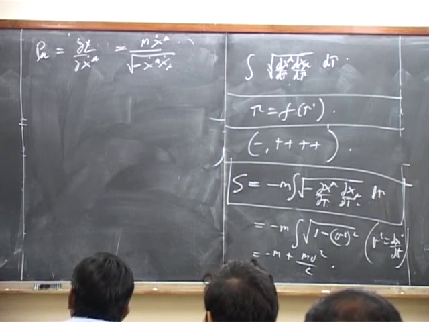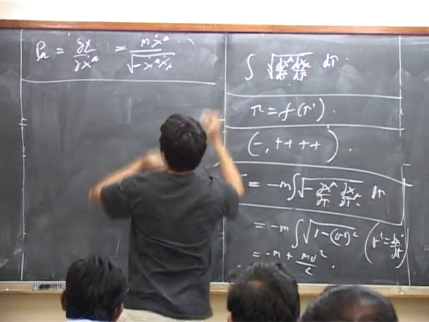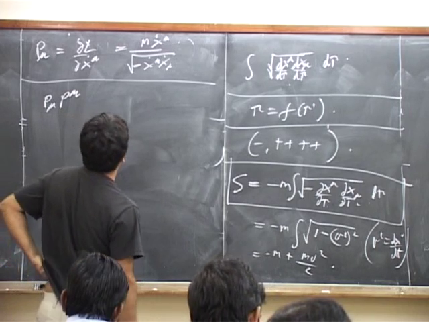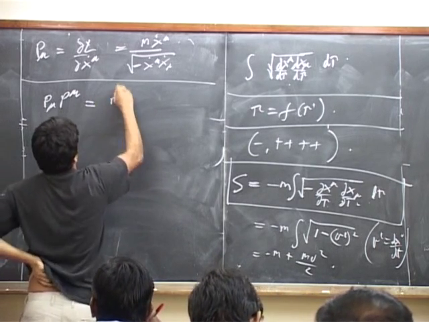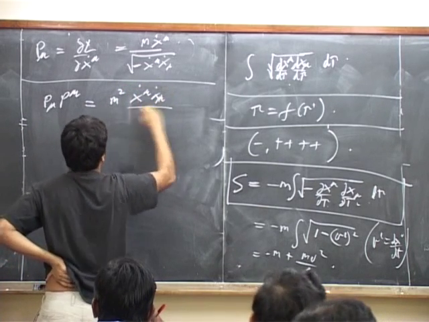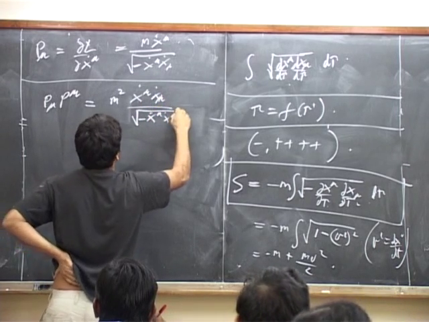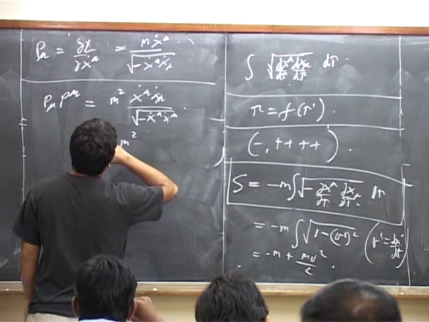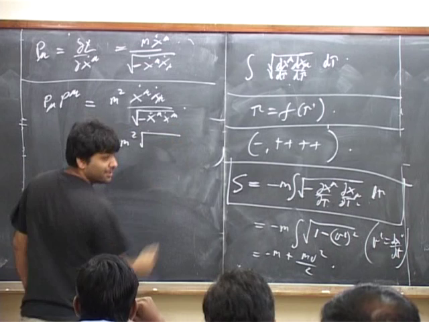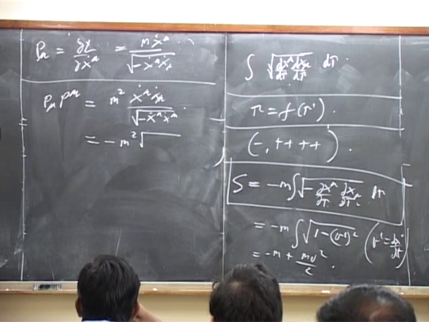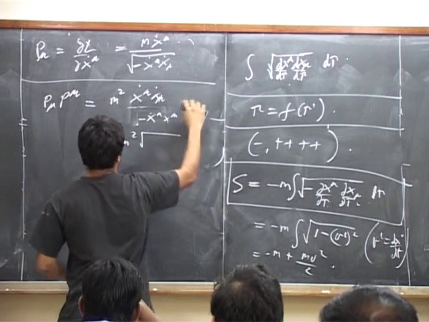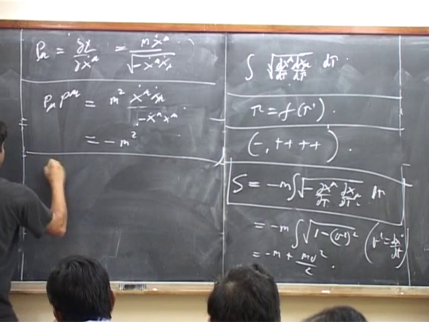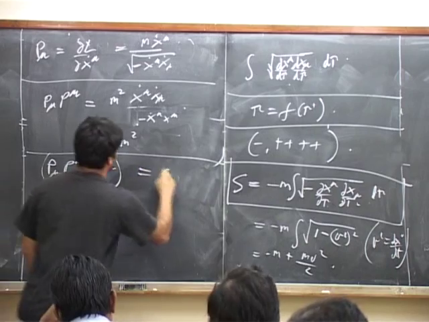How do we see that? Look at the momentum and construct the following object: p mu p mu. What do we get? We get m squared x mu dot x mu dot divided by minus x dot squared. The denominator cancels, so we just get minus m squared. And therefore, we see that p mu p mu plus m squared is equal to 0.